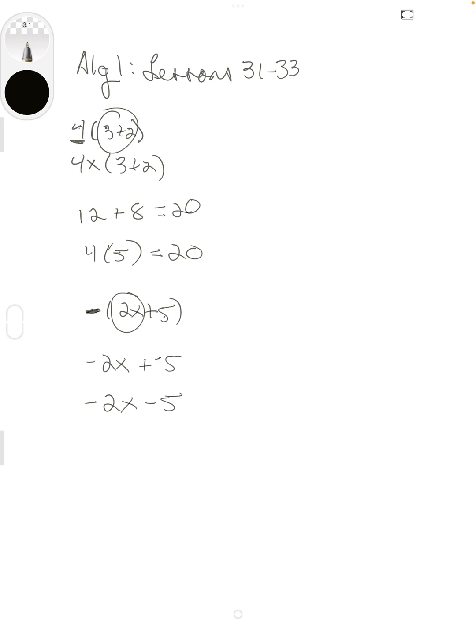So see a parentheses with a negative in front, that means the opposite of everything inside. So the opposite of 2x is negative 2x. The opposite of positive 5 is negative 5. Notice that.